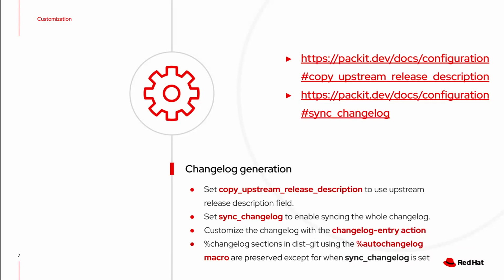There are multiple ways to tweak the changelog generation. You can tell Packit to use the upstream GitHub or GitLab event description field, or you can ask Packit to use the upstream changelog, or yet you can customize the entries with an action. And if you are using autochangelog in your spec file, Packit will preserve it.